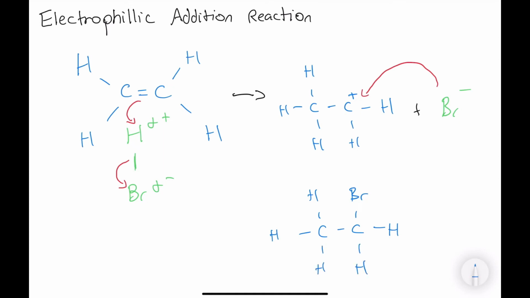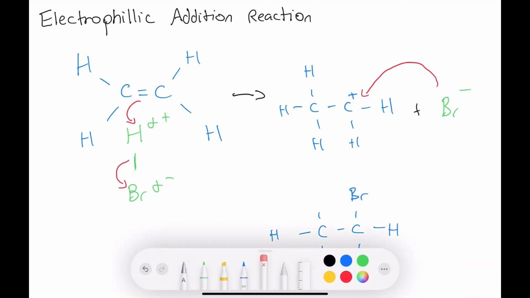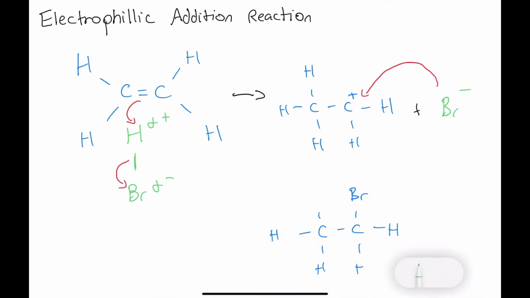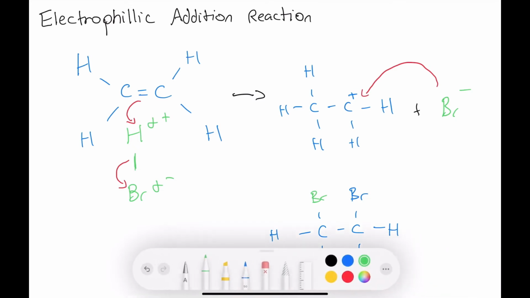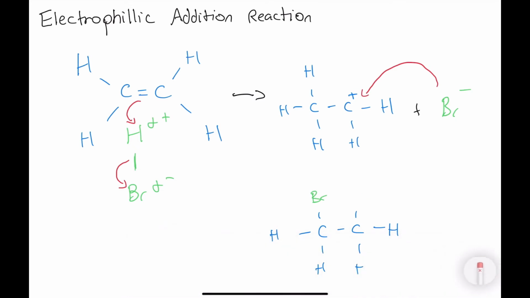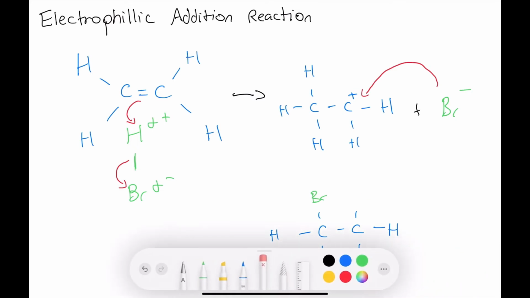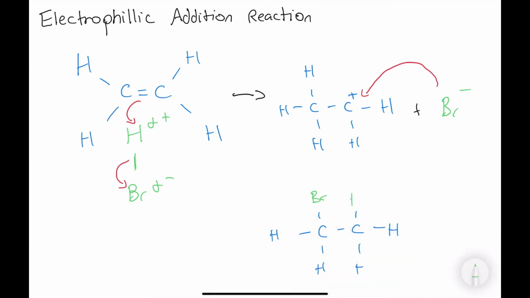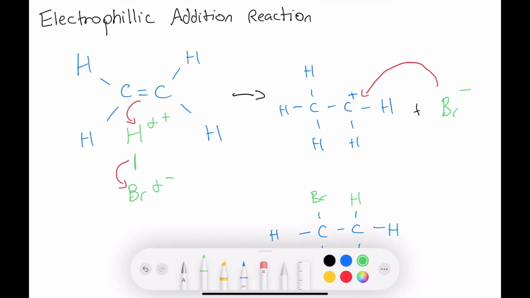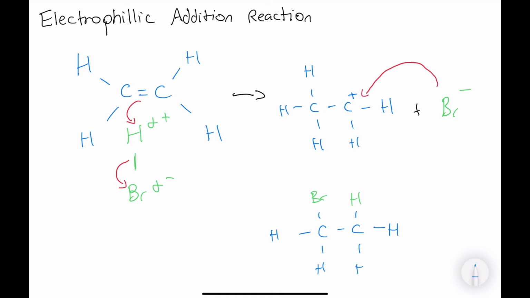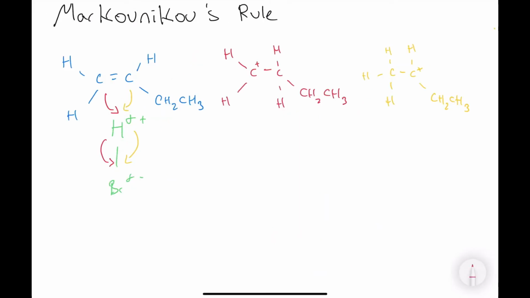However, it is important to note that there is a 50-50 chance that the bromine could be here instead, and we have another hydrogen here. This is because, as we can remember, we have a pi bond here, so the electrons could either come from here or there.